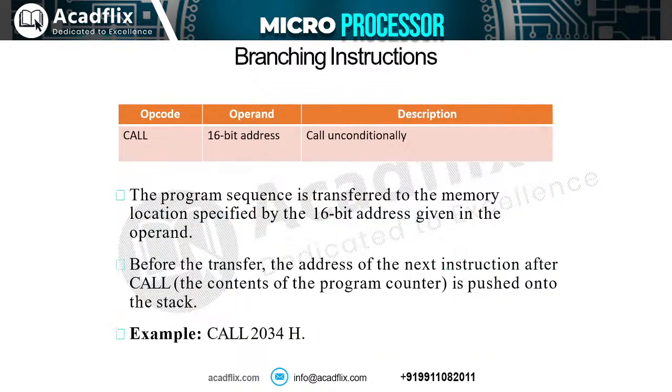Anyone in the class who wants me to explain the registers, because it is really important? Lots of questions are being asked on the registers. If you want me to explain the registers, please tell me. That is really important.